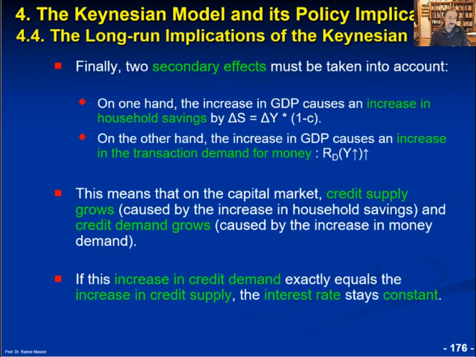Finally, two secondary effects must be taken into account. On one hand, the increase in GDP causes an increase of household income and hence household savings. So total credit supply grows additionally. On the other hand, the increase in GDP causes a higher transaction volume, so the transaction demand for money grows also. This means that on the capital market, credit supply grows and credit demand grows. And if we make the assumption that both grow by the same amount, the interest rate stays constant.